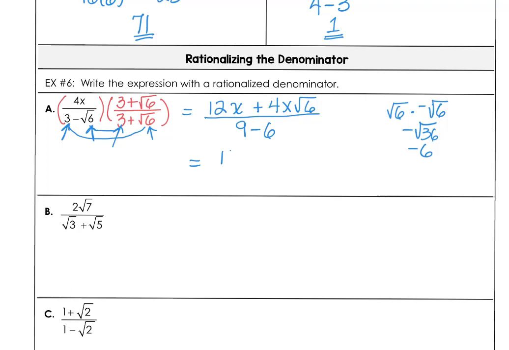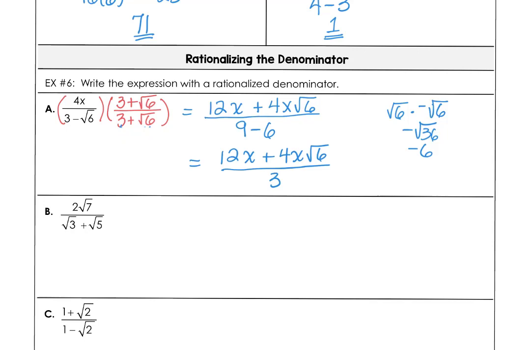And then cleaning that up, the numerator, we cannot add those two terms. They aren't like terms. But the denominator, 9 minus 6, gives us 3. So that can be simplified. And then we want to clean this up a little bit.